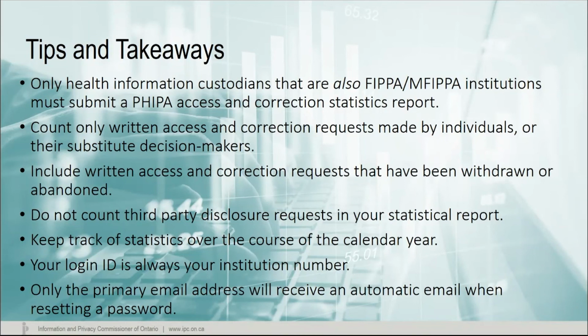And don't count third-party disclosure requests in your statistical report. Again, it's a common question we get every year. Third-party disclosures to someone other than the patient or their substitute decision maker for their own purposes. Good examples would be the WSIB, who may be conducting an investigation, or an insurance company who may be processing a claim. They're reaching out to you for a disclosure request so they can get the information for their own purposes. We're not focused on that for statistical reporting purposes. We're only focusing on written access and correction requests directly from the patient or their substitute decision maker.